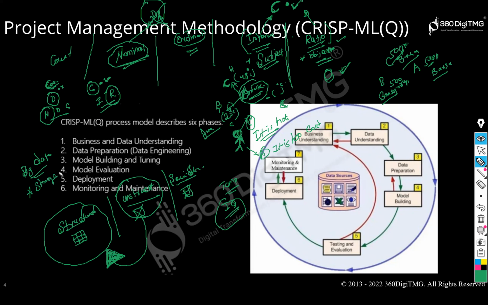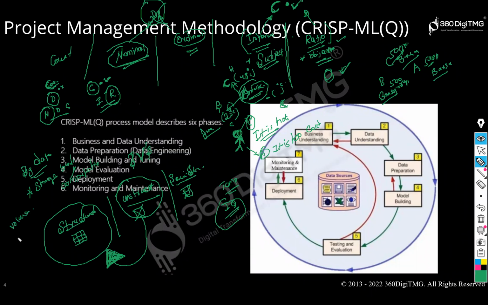Storage burden and computational burden, we can say that as big data. Volume, velocity, and variety: the 3 V's.